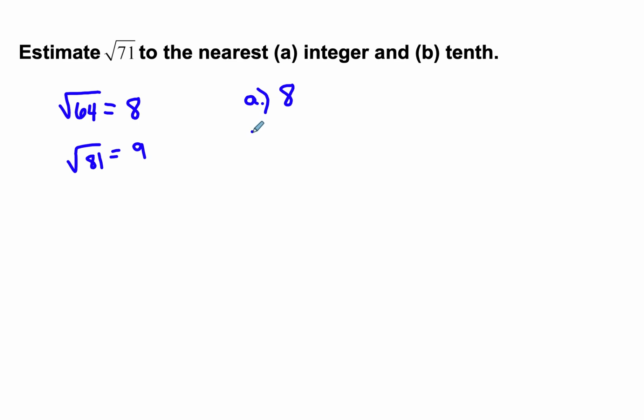For part B to the nearest tenth, I have to do some guess and check, and you do need to show your work for this. Okay, if it's going to round to 8, it's going to be something smaller than 8.5. So 71 is pretty close to being in the middle. So I'm going to start with maybe 8.3 or 8.4, and we're going to see what is the closest that we can get to the square root of 71. Okay, so I'm going to start with just 8 3/10, just as a guessing point. I know it's going to be a little closer to 8 than 9.